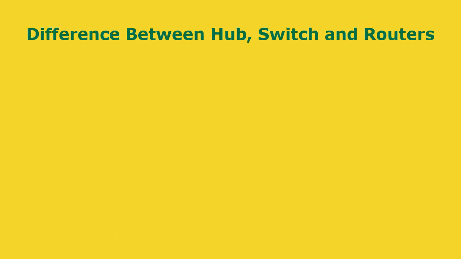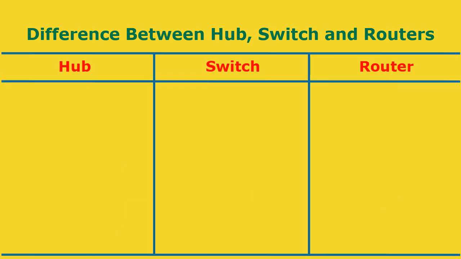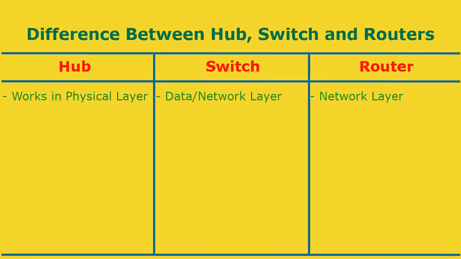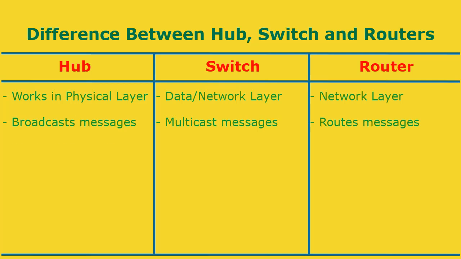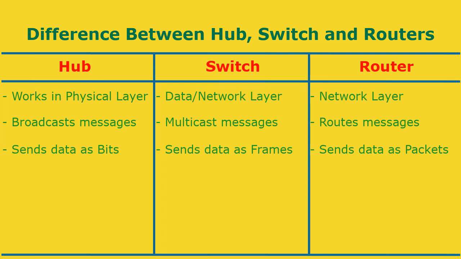Many times you would be asked to differentiate between hub, switch, and router. So let's go over some of the points here. A hub works in the physical layer of the OSI model, while a switch works on the data link layer. A router works on the network layer of the OSI model. A hub broadcasts messages while a switch multicasts messages. A router actually routes messages. A hub sends data in bits. A switch sends data in frames. And a router sends data as packets.